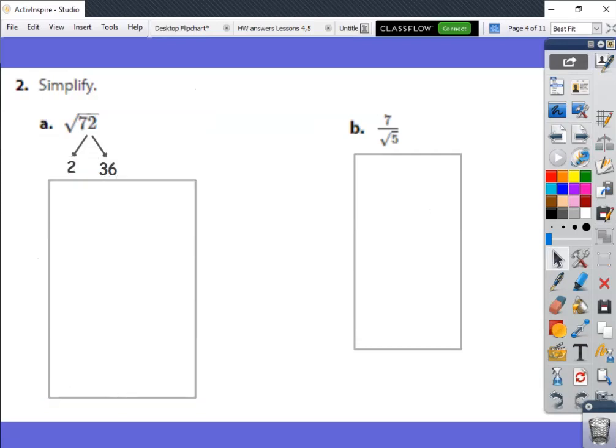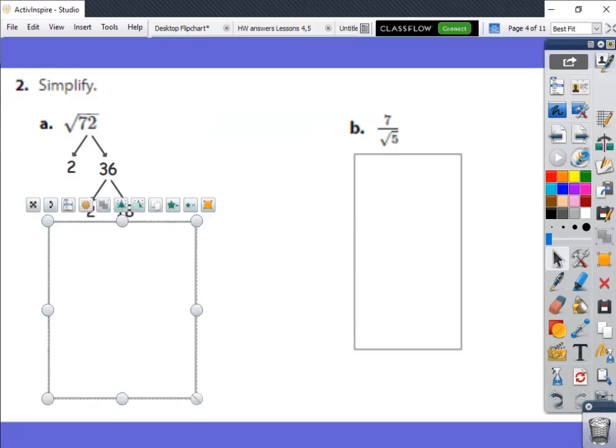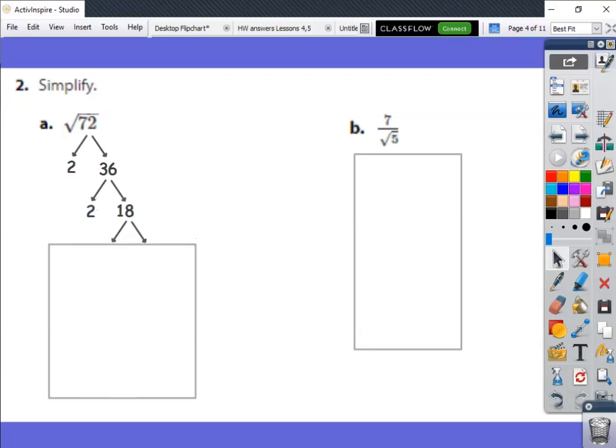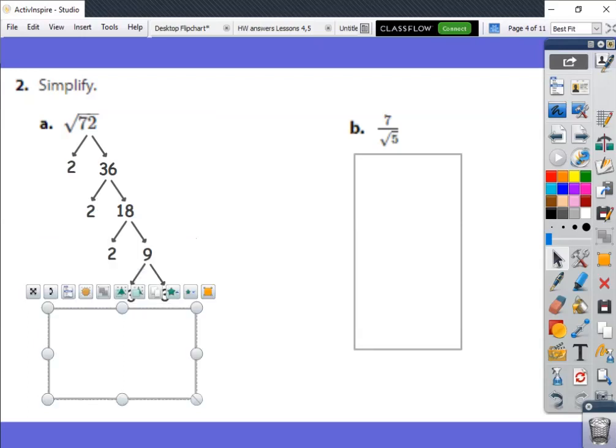2 is prime, so I leave that. But I keep going with the 36. I can make the 36 as 2 times 18. 2 is prime, 18 is not, so I break down the 18 into 2 times 9. This 2 is prime, the 9 is not again, so I break down the 9 into 3 times 3.